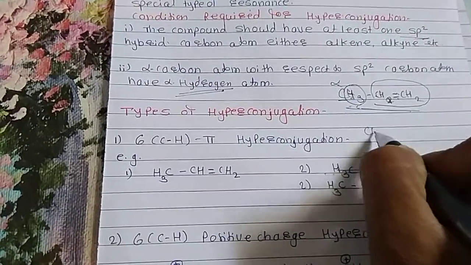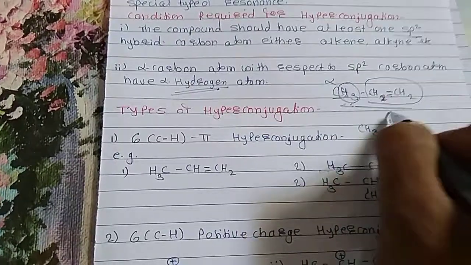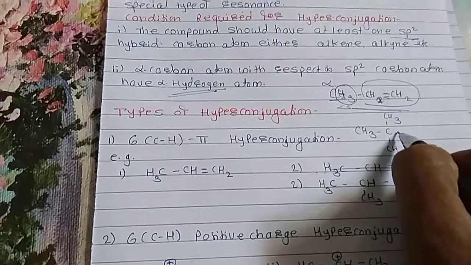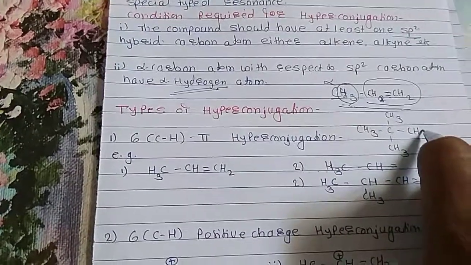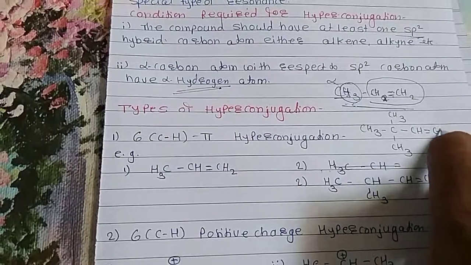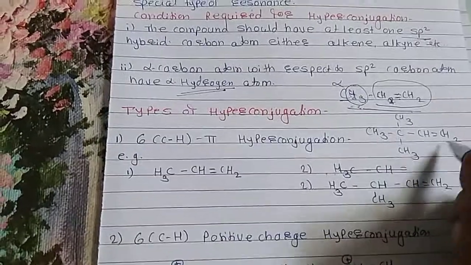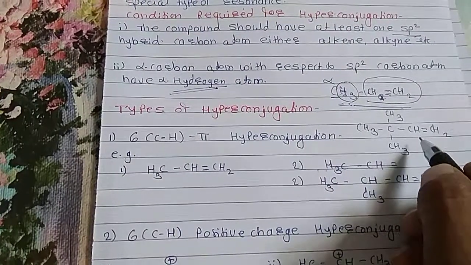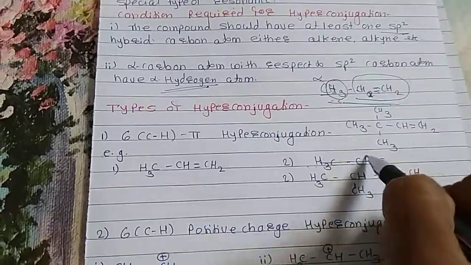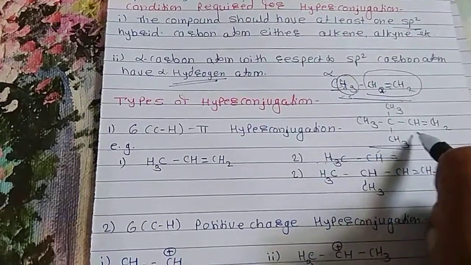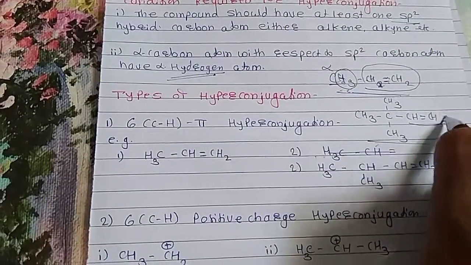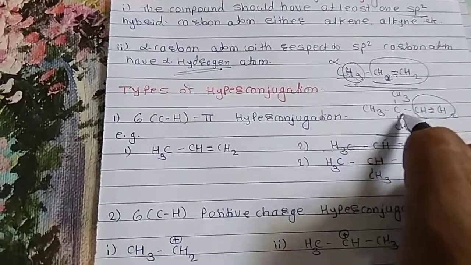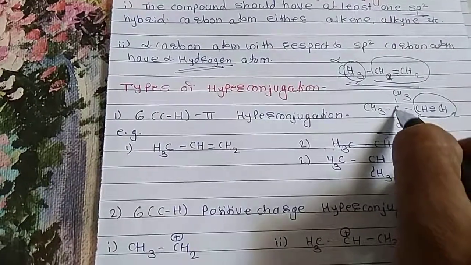Now when we take another example, in this structure this is our functional group, where there is a double bond, and the carbon adjacent to it is called the alpha carbon atom. So this is the alpha carbon atom.